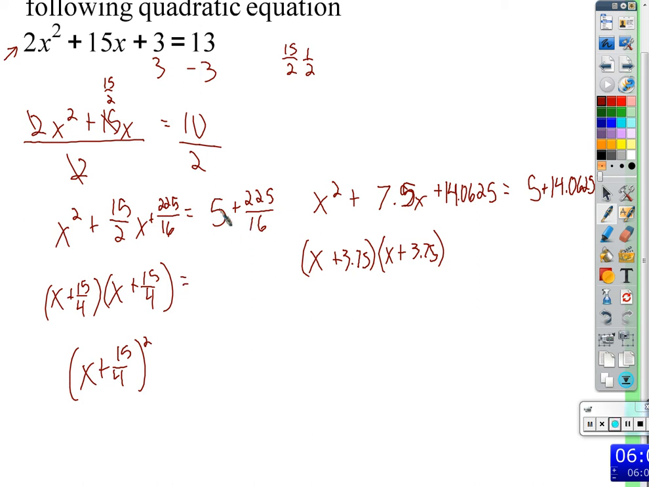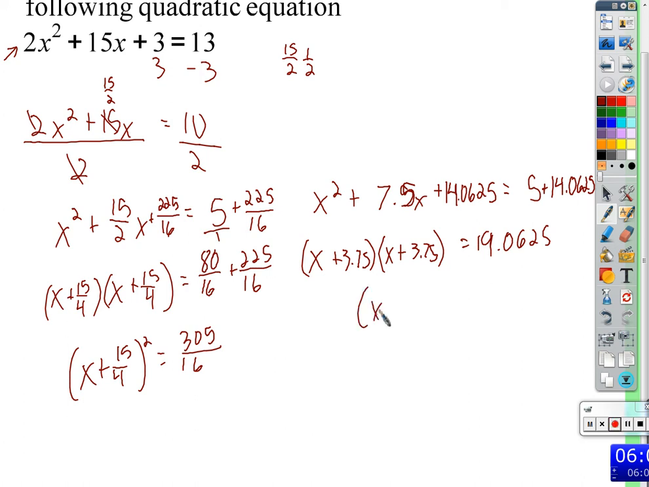This is going to be 80 over 16. You get them in the common denominator here. That's 225 over 16, that's 305 over 16. Or 19.0625, x plus 3.75 squared. Keep in mind, these are just the decimals of the numbers that I'm doing over here.